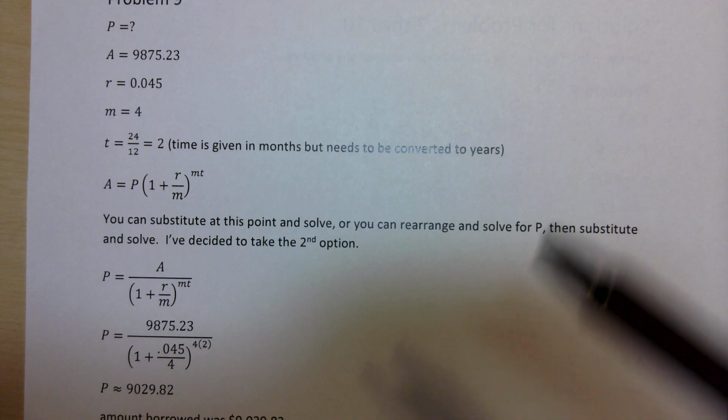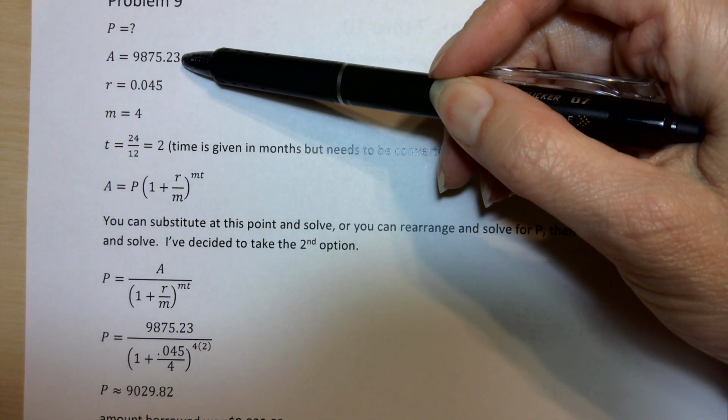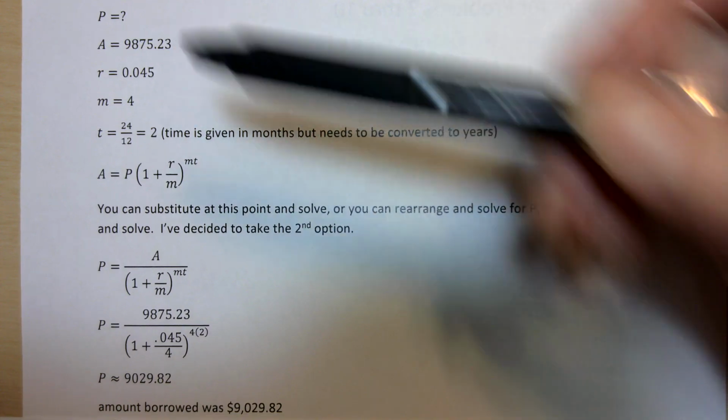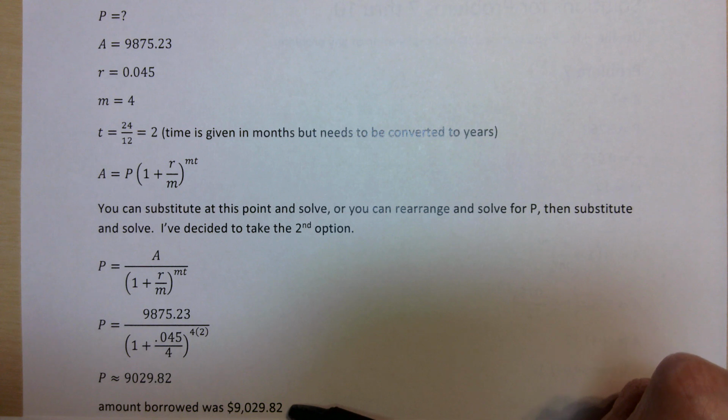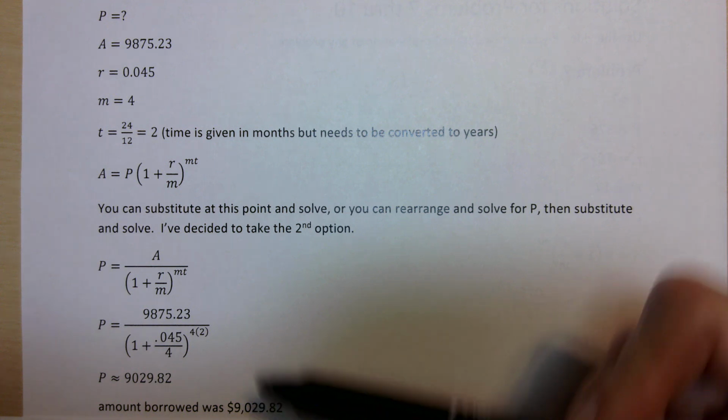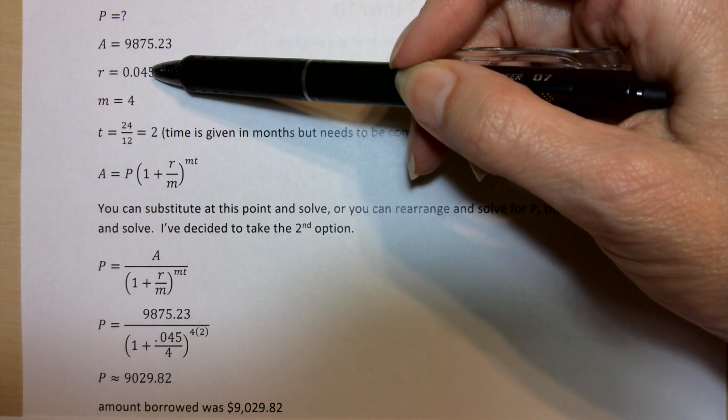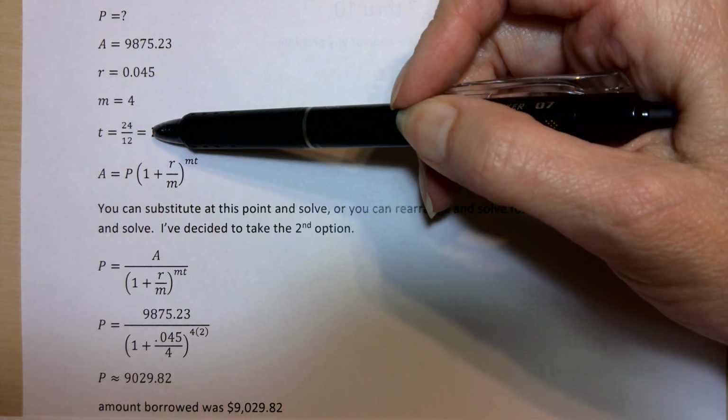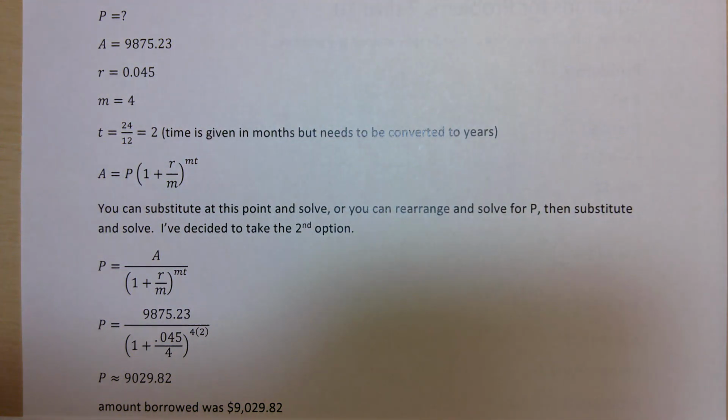And so we know we ended up at $98.75.23, and it turns out that the amount borrowed was $9,029.82. So here's where we started. Here's where we ended up. That was our interest rate, compounded quarterly for 2 years. All right, and now we're going to jump along to problem 10.